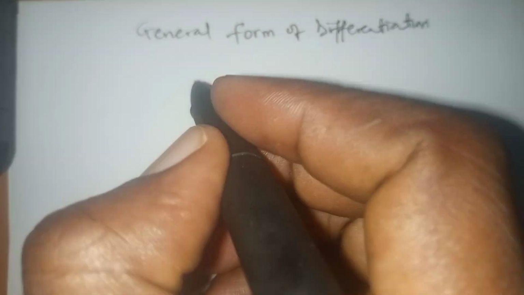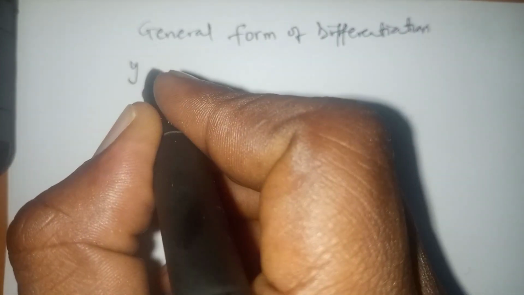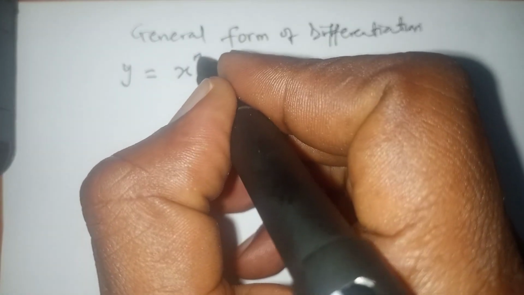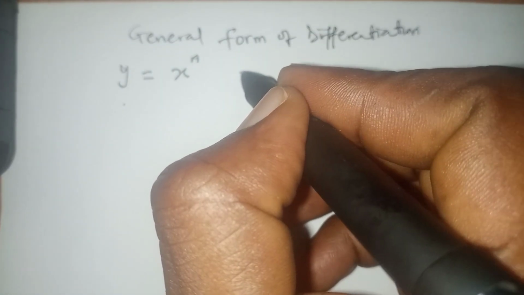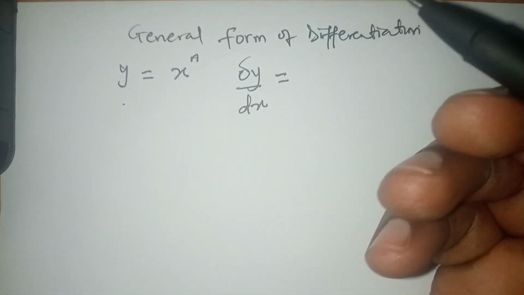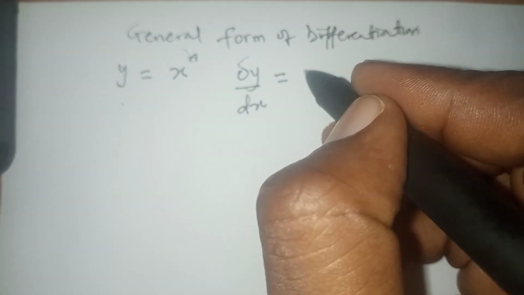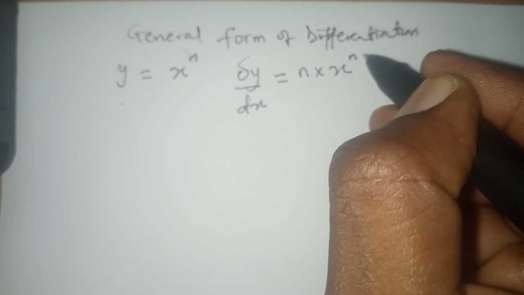Okay, so suppose we have a function y depending on x raised to power n. The differentiation of this, dy dx, is going to be this n coming to the front of x. That will be n times x raised to power n minus 1.